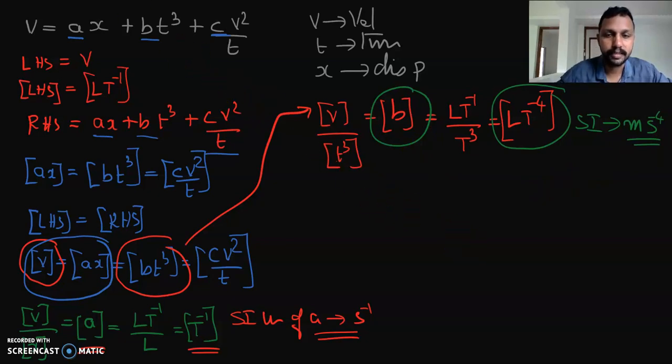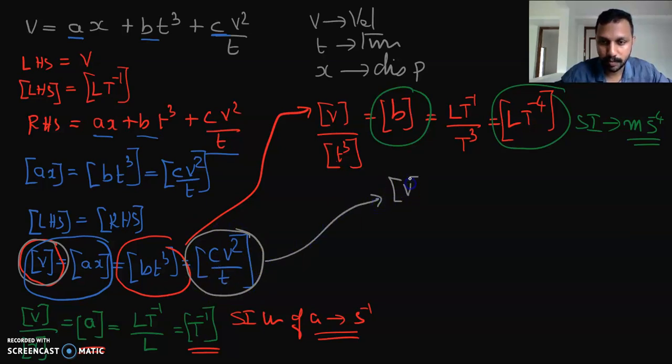In a similar manner, we find the dimensional formula of c by equating the dimensional formula of v to the dimensional formula of cv²/t. Let me rewrite it here. The dimensional formula of v is equal to the dimensional formula of cv²/t. Do not think I have written v is equal to cv²/t; it is the dimensional formula of v equal to the dimensional formula of cv²/t. This is the equation, and we have to find the dimensional formula of c.